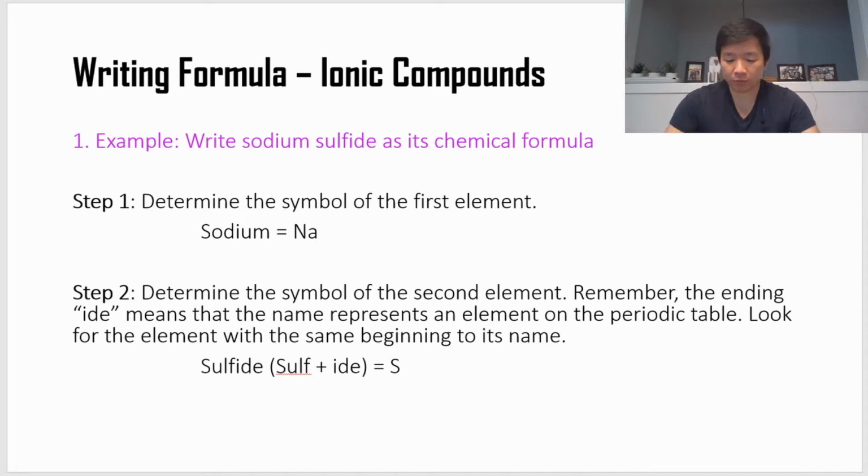If we're writing chemical formulas for ionic compounds, step one, we want to determine the symbol of the element. So sodium, we look at the periodic table, number 11, Na. Step two says determine the symbol of the second element, and remember that the ending -ide means that the name represents an element on the periodic table. Look for the element with the same beginning to its name. If we're trying to find sulfide, we'll never find sulfide on the periodic table, because sulfide is a combination of the sulf from sulfur and an -ide ending. So what we look for on the periodic table is sulf, in other words, sulfur, with a symbol of S.